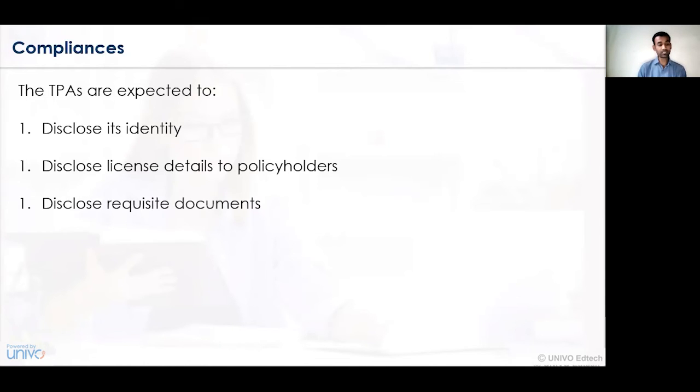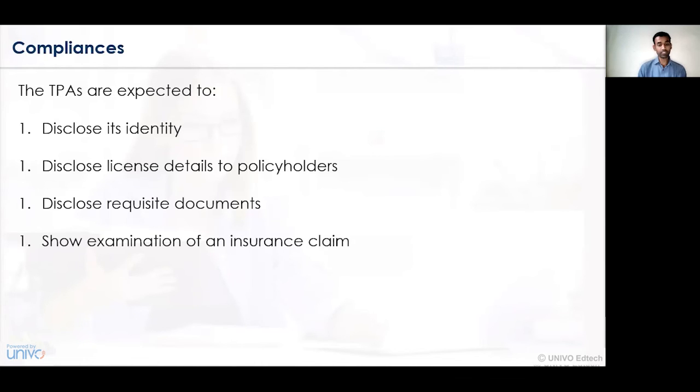Next concern we have is disclosing the requisite documents. So whatever documents are related either to the licensing, to the identity purpose, or to the verification or finalization of the particular claim, all those requisite documents need to be fulfilled, and accordingly must be disclosed to the respective parties or to the respective vendors.